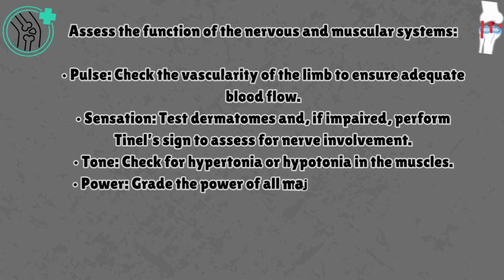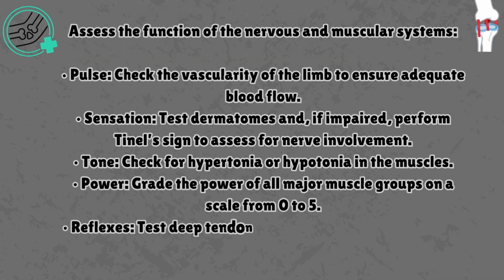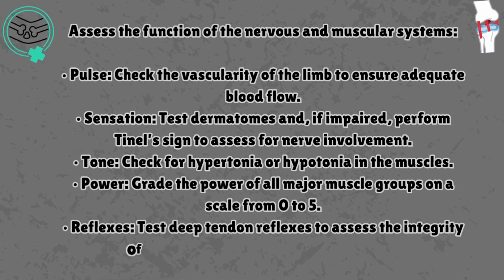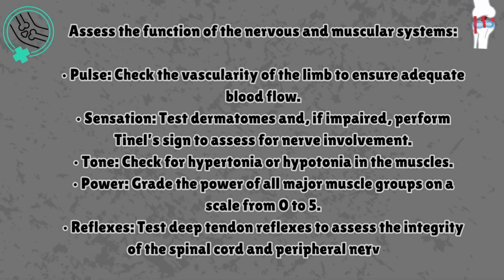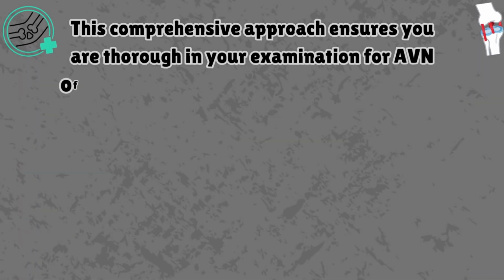Power: grade the power of all major muscle groups on a scale from 0 to 5. Reflexes: test deep tendon reflexes to assess the integrity of the spinal cord and peripheral nerves. This comprehensive approach ensures you are thorough in your examination for AVN of the hip.